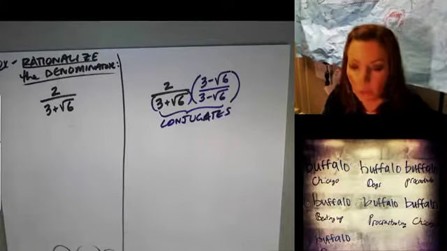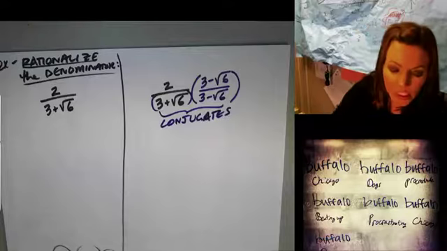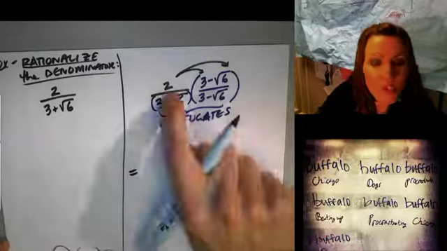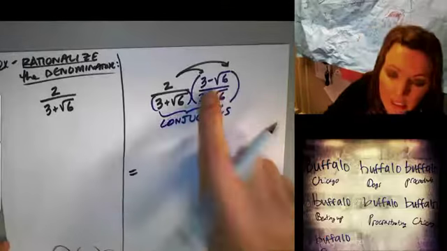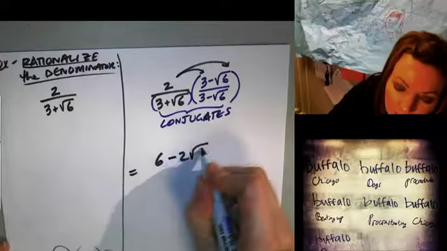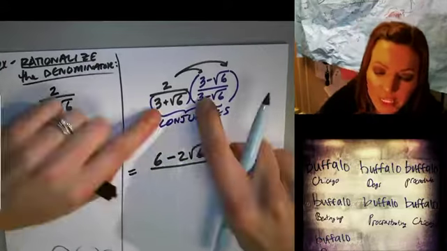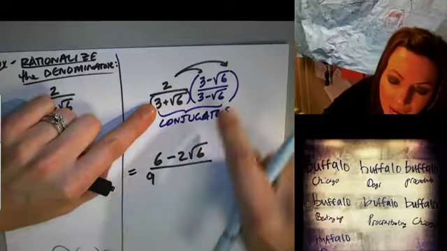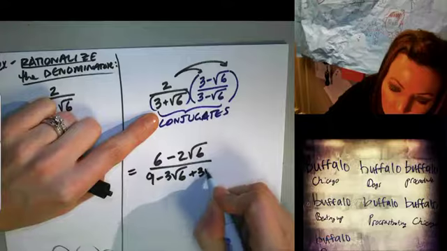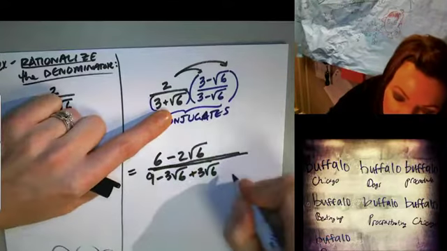This is our last example. Okay. So when we multiply this through, if we distribute, 2 times 3 is 6. 2 times negative root 6 is negative 2 root 6. On the bottom, think about foiling it out. We get 3 times 3 is 9. The outside is negative 3 root 6. The inside is 3 root 6. And the last ones are negative root 36.